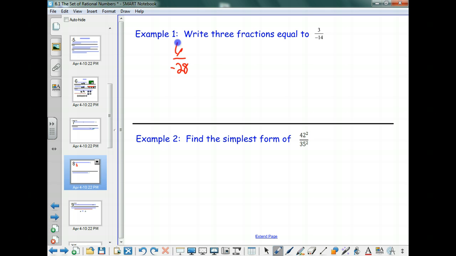Negative 3 over 14. In your mind, you might not have thought that was any different, but it is, right? It's a different number. It means a different expression. We need one more. Negative 6 over 28. All right, Megan. That'll work.